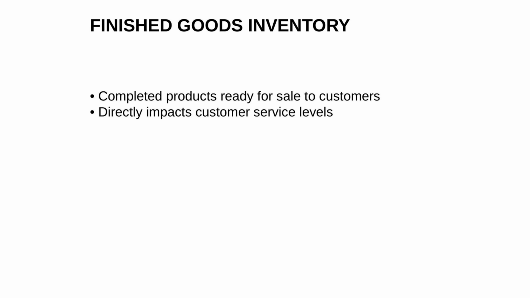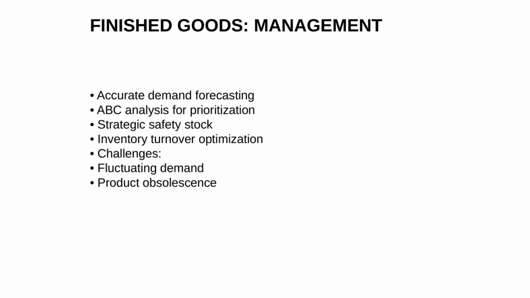A third type is finished goods inventory, products that are fully completed and ready to be sold and shipped to customers. Finished goods have a direct and visible impact on customer service. If finished goods are not available when customers order, the business may lose sales, damage relationships, or create costly expedited shipments. Finished goods management relies heavily on demand forecasting because stocking decisions depend on expected sales.